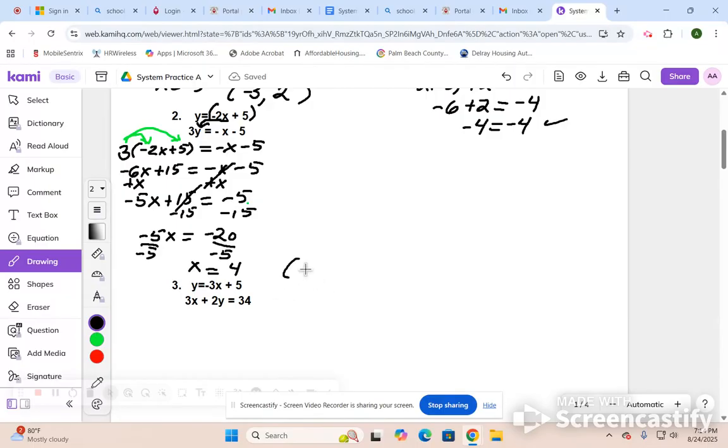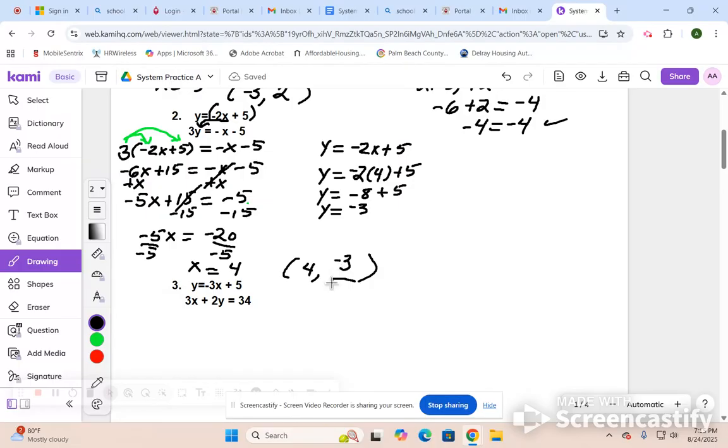So we found the x value of the solution for this system here, but we still need to find the y value. Okay, we're going to go to the top equation, y equals negative 2x plus 5, and we're going to replace x with 4 to find y. Negative 2 times 4 plus 5. Y equals negative 8 plus 5. That means y equals negative 3. So our y value is negative 3.